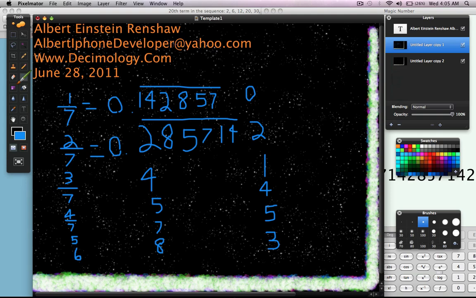So it goes 0, 2, 1, 4, 5, 3, or we could make it 1, 3, 2, 5, 6, 4, starting on 1 instead of 0. All I did was simply add 1 to each one. So 1/7 is 1, 2 is 3, 3 is 2, 4 is 5, 5 is 6, and 6 is 4. So 1, 3, 2, 5, 6, 4 is our pattern.